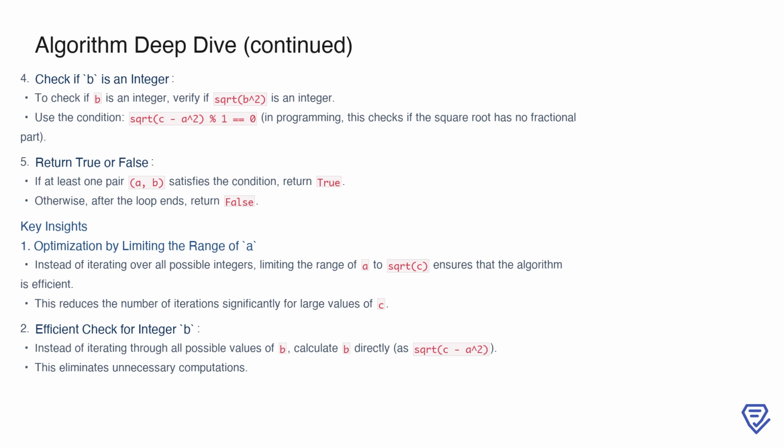Key insights here include the optimization by limiting the range of a to sqrt(c), which reduces the number of iterations significantly for larger values of c. Additionally, the direct calculation of b eliminates the need to iterate through all possible values for b, further improving efficiency.